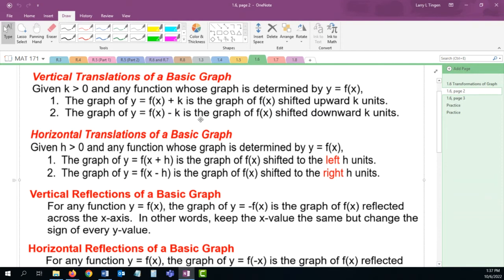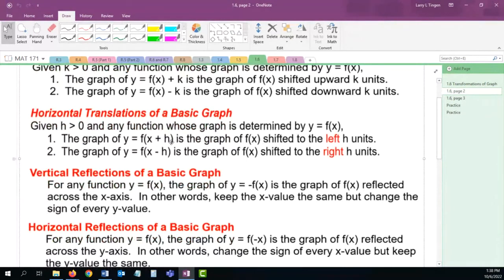If I add something, and notice this is on the outside, right? y is equal to f of x plus k. That plus k is on the outside. That's why I'm impacting the y value. I'm moving up and down. On the inside, it goes backwards. So if I want to shift the graph left or right, I have to manipulate inside the parentheses. It looks a little weird, but it does hold.